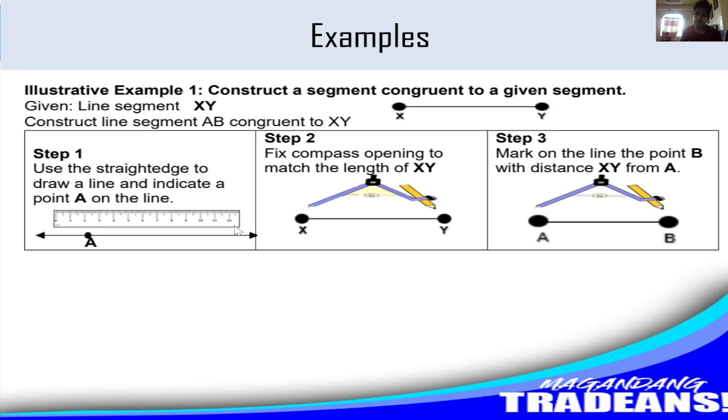Bakit? Di ba pag measure nyo kanina sa XY gamit ang compass, kung ano yung measure niya dyan, dapat makuha nyo yun siya dito din sa kabila. Then, makakreate na kayo ngayon ng AB na tinatawag.